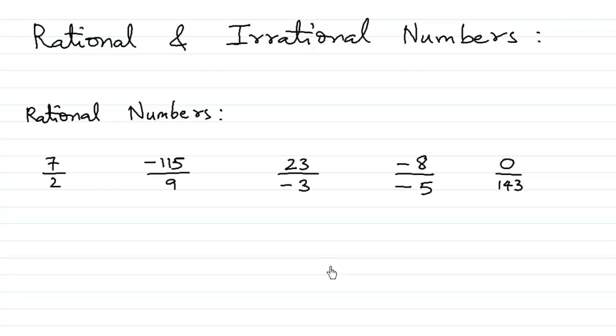So there are two types of real numbers. One is called the rational numbers, while the other is called the irrational numbers. So let us understand what we mean by rational numbers.